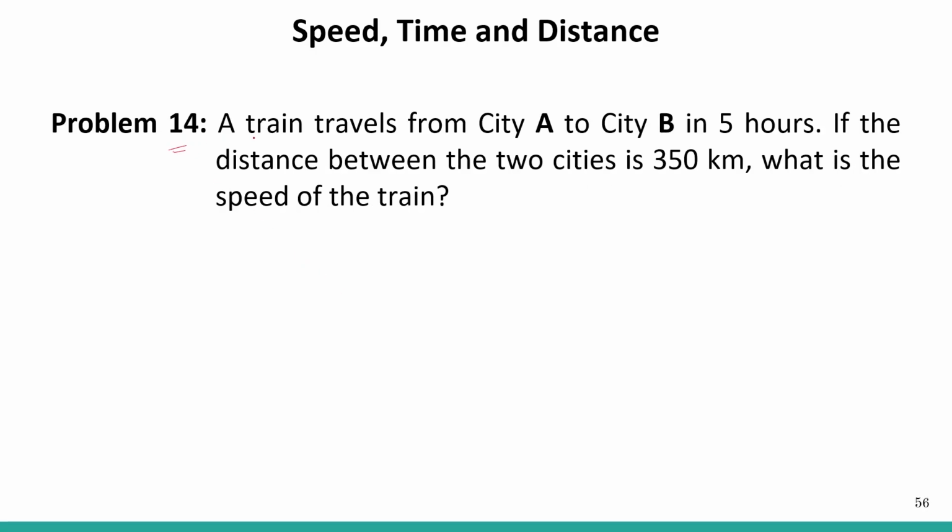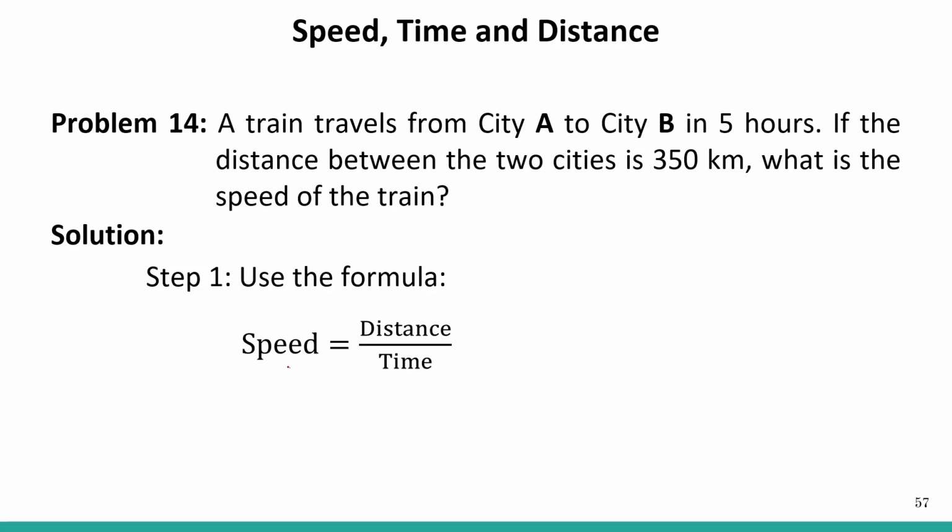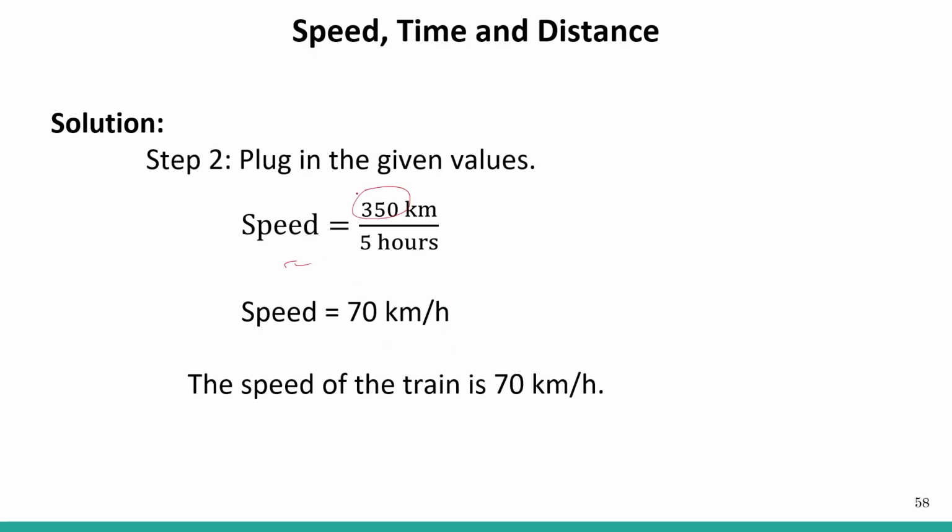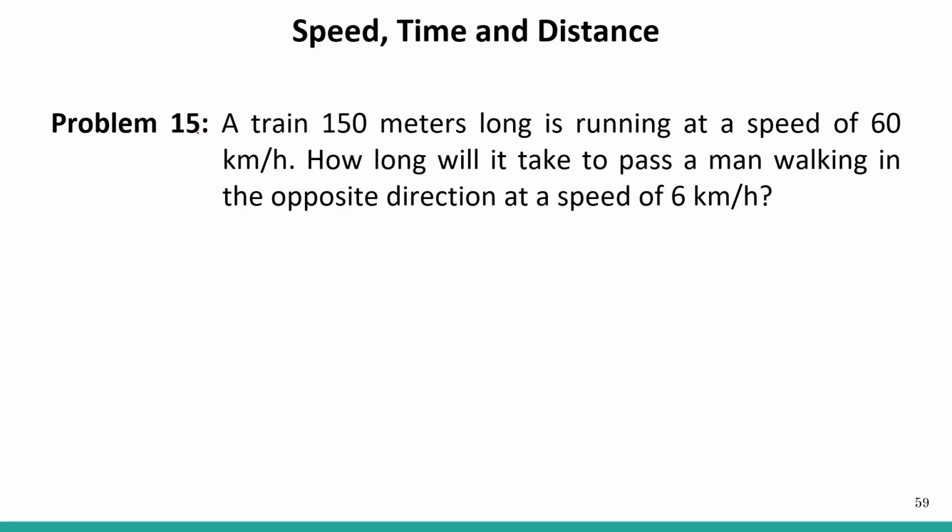Let's see problem number 14. A train travels from city A to city B in 5 hours. If the distance between the two cities is 350 km, then what is the speed of the train? Using the formula, speed is equal to distance by time. So speed is equal to 350 km by 5 hours, which is 70 km per hour. So the speed of the train is 70 km per hour. Let's see problem number 15.